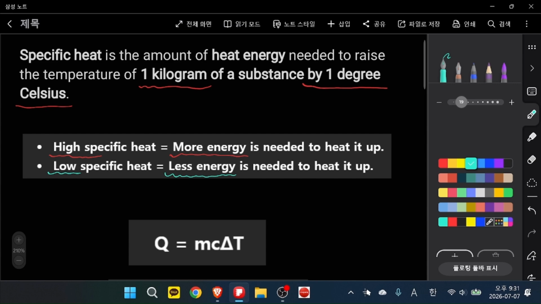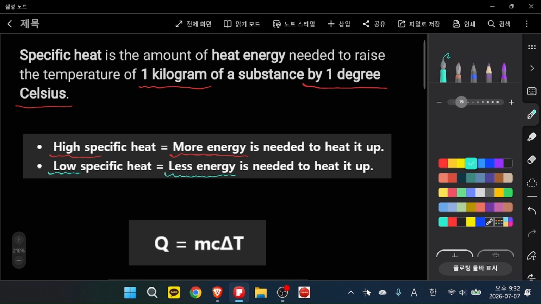Place a metal spoon in a bowl of hot soup. After a short time, the spoon becomes hot. That's because metal has a much lower specific heat than water. It takes less energy to raise the spoon's temperature, so it heats up quickly. Now that we understand the idea of specific heat, let's solve a simple problem.